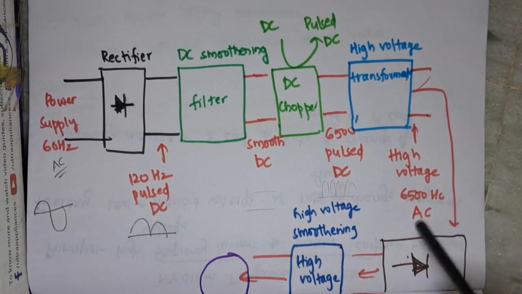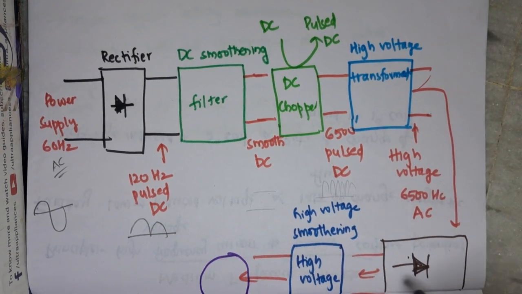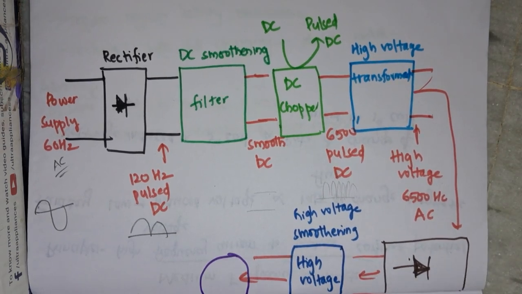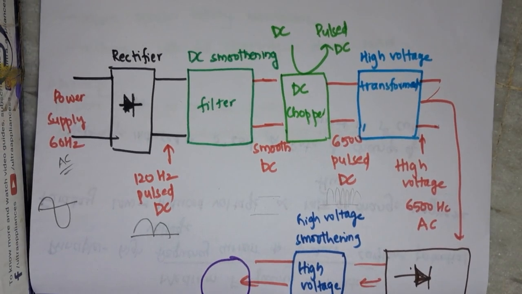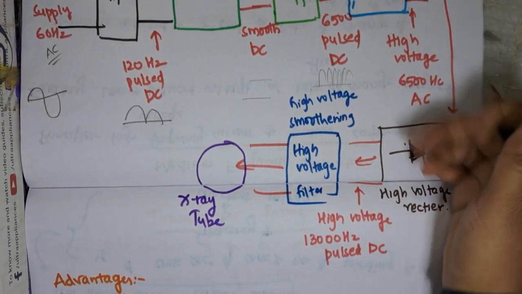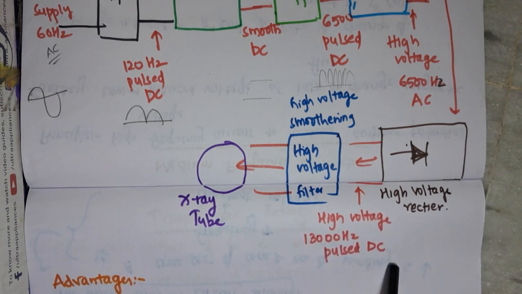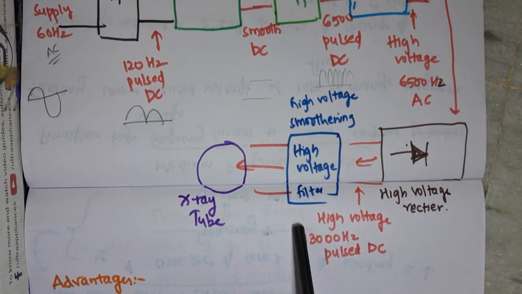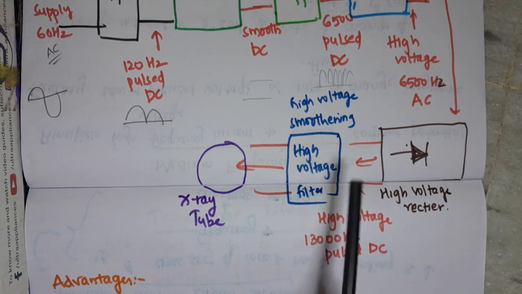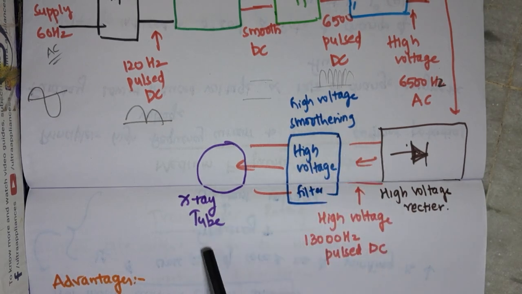Now this is again sent to one more rectifier. This rectifier will produce 13,000, because it is a rectifier, this hertz will be doubled. So as a result, it produces 13,000 hertz pulsed DC. High voltage 13,000 hertz pulsed DC is produced. So this 13,000 hertz pulsed DC is fed to one more high voltage filter. These filters will smoothen this DC, and they will send this voltage to the X-ray tube. So this will provide the X-ray tube voltage, which is almost ripple free.